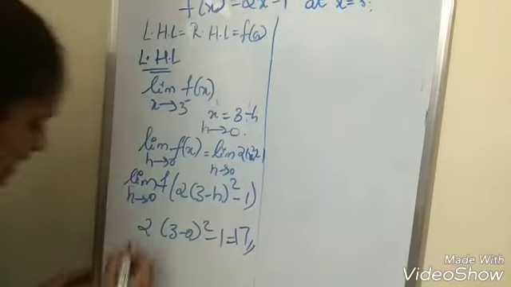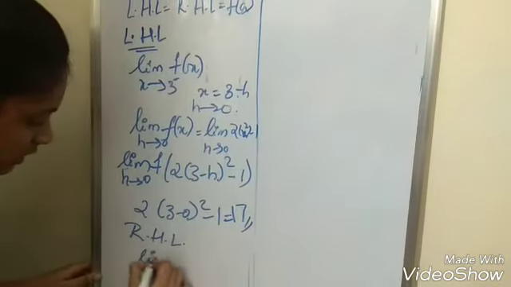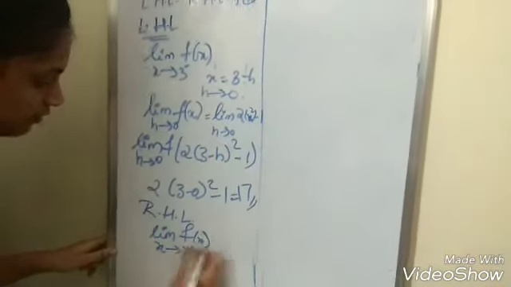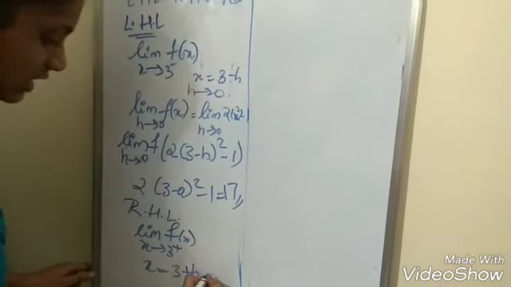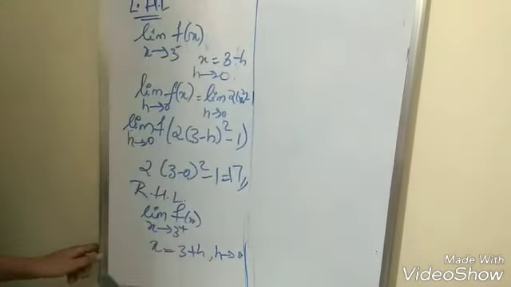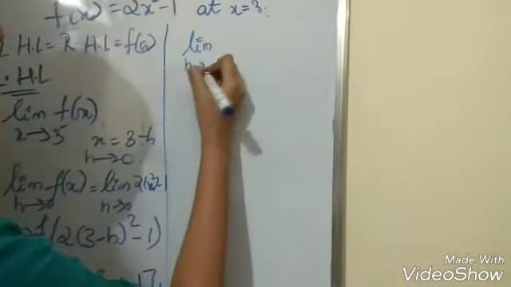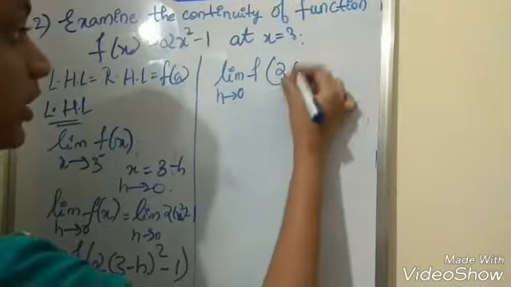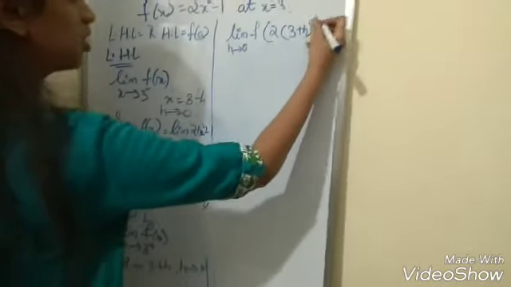Okay, now let's check its right hand limit. Take the limit x tends to 3 plus of f of x. Take the x value as 3 plus h, and h tends to 0. Then limit h tends to 0 of f, which is 2 into, we took the x value as 3 plus h, so (3 plus h) whole square minus 1.